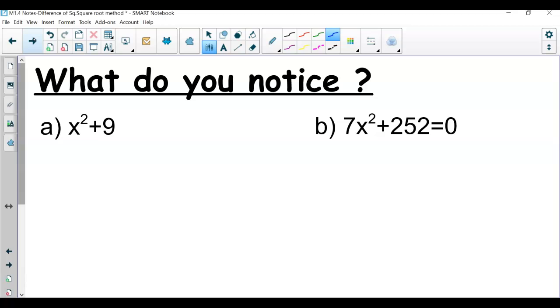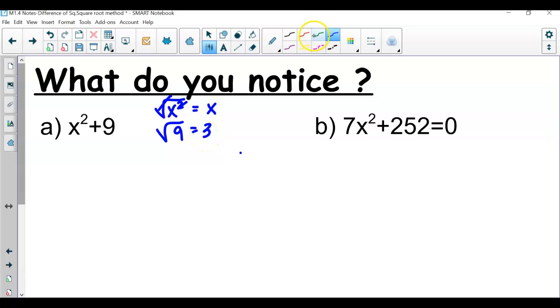Now let's take a look at these last two problems and then we'll discuss, right? What do you notice? Well, in A, are these two perfect squares? Absolutely. If I wanted to factor that, right, I've got the square root of x squared. If I have my inverse operations, we're just left with x. Then I know that the square root of 9 is also 3.